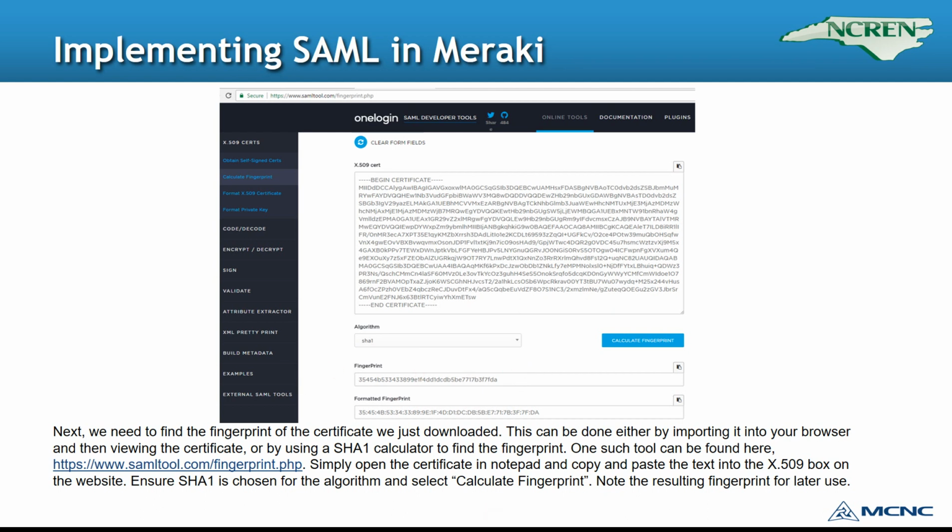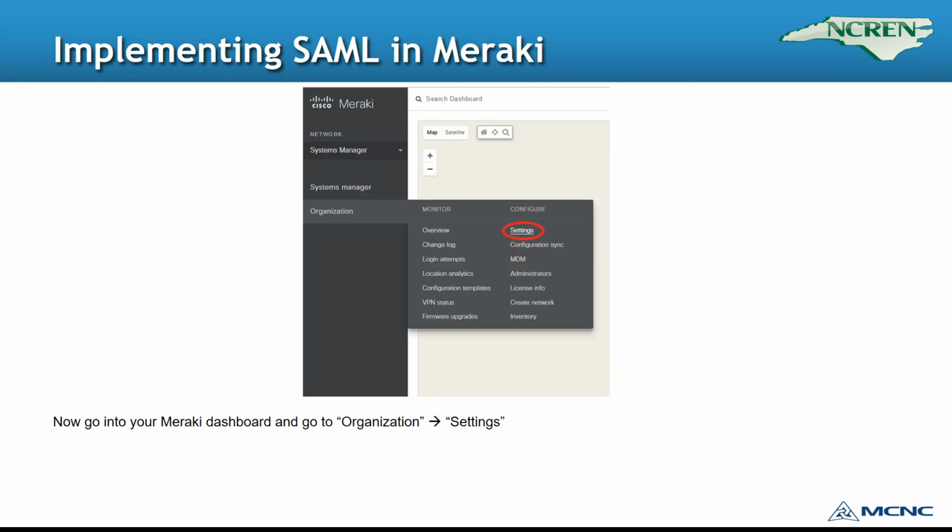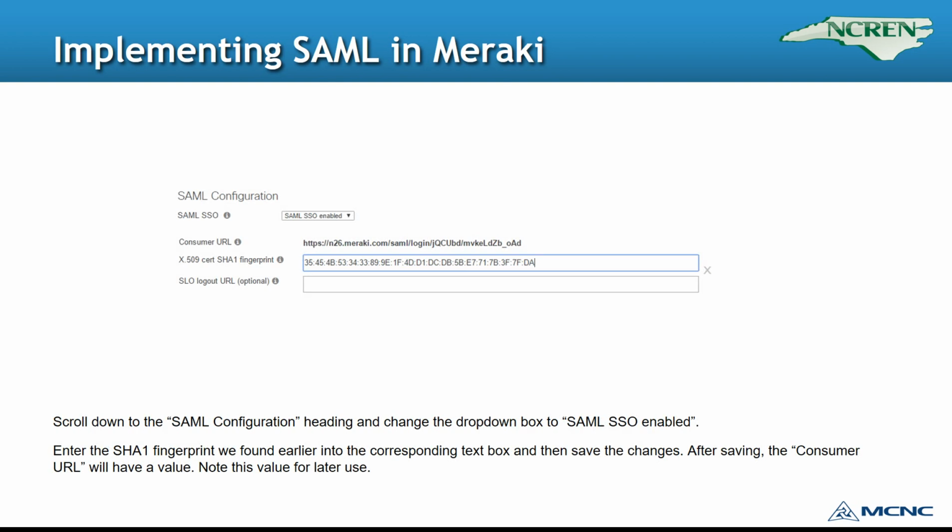So once you have that, you're going to go back into the Meraki dashboard, and we're going to go under Organization and Settings, and you're going to scroll down to SAML Configuration. At first, you'll probably only see this guy right here. So SAML SSO, and it'll say SAML SSO disabled. So you're going to open that up and choose enabled. And then this will pop up.